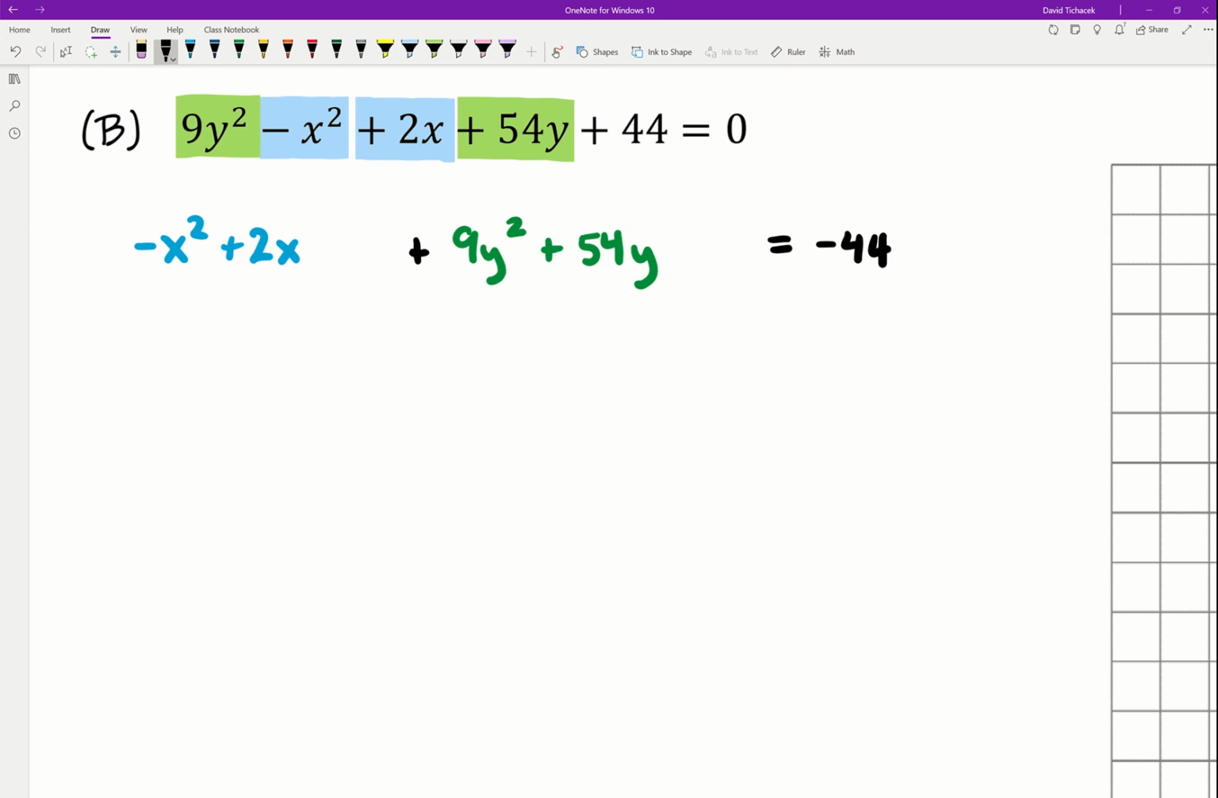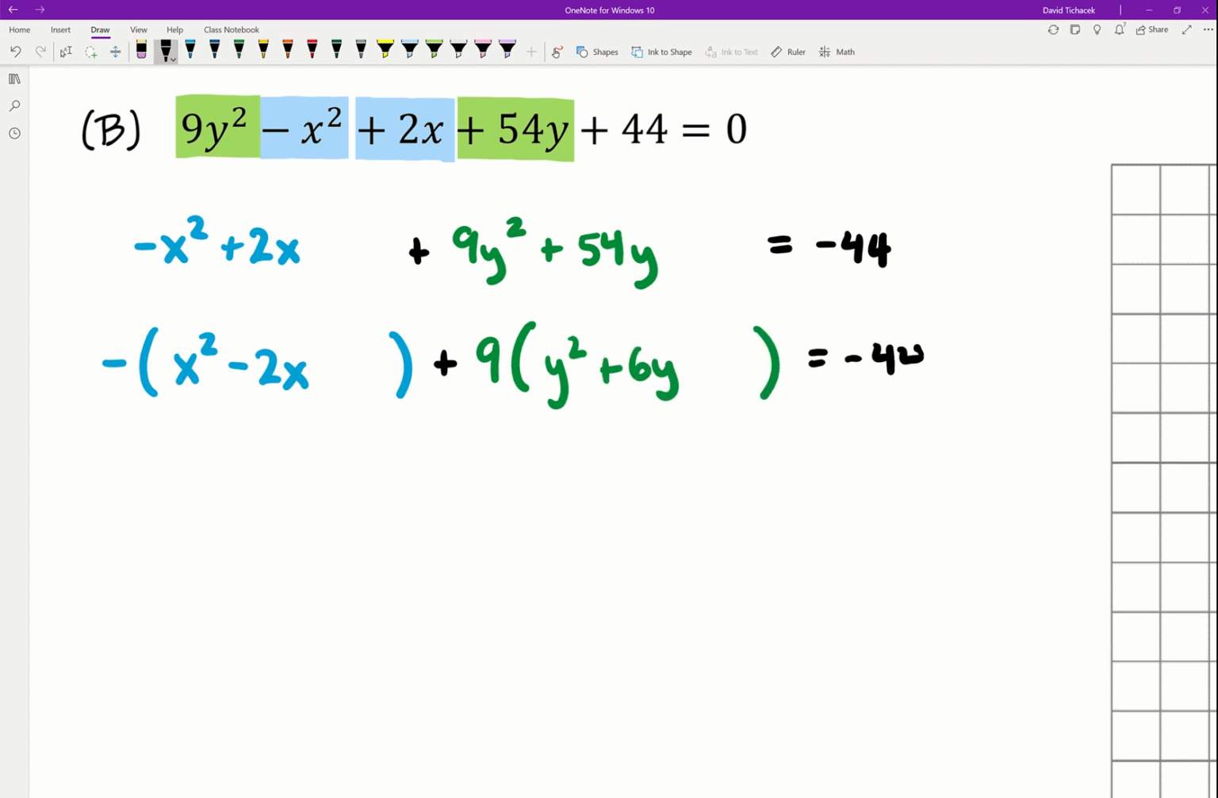And it looks like in both teams, I'm going to need to factor something out first. In the blue team, I'm going to need to factor out a copy of negative 1. That's going to leave behind x squared minus 2x. And then in my y team here, I'm going to have to factor out a 9. If you factor a 9 out of everything, that's going to leave behind y squared plus 6y. And then we'll say that that is all equal to the negative 44 on the other side. Okay, and now it's here where we can perform that completing the square step.